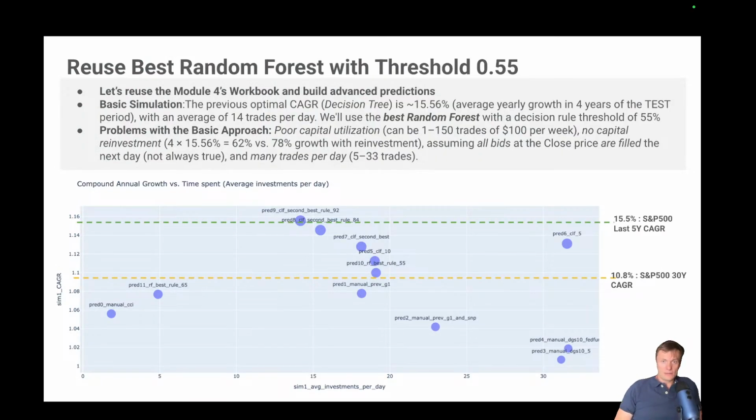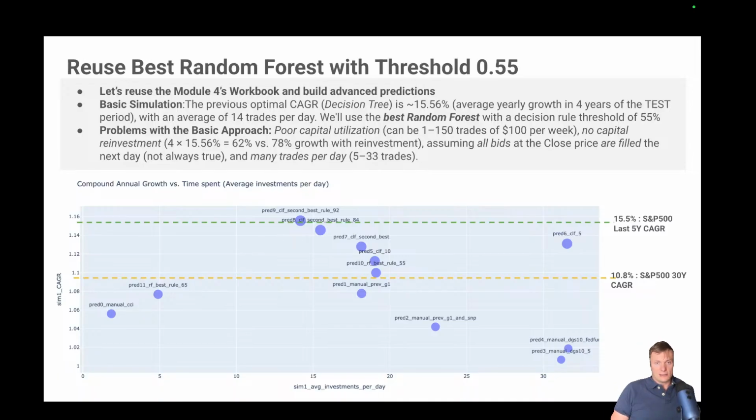So for today's session, we will be using not the best predictor that we had. That was predictor number 9, which was one decision tree with a high threshold rule of 92. That is, the probability should be 92% for a very few trades to invest.